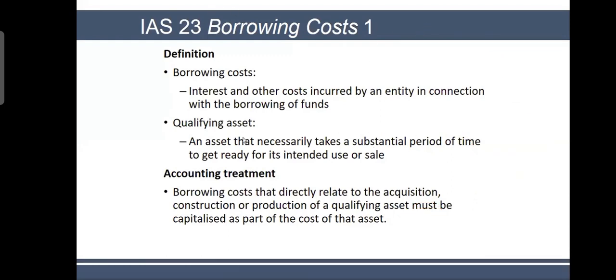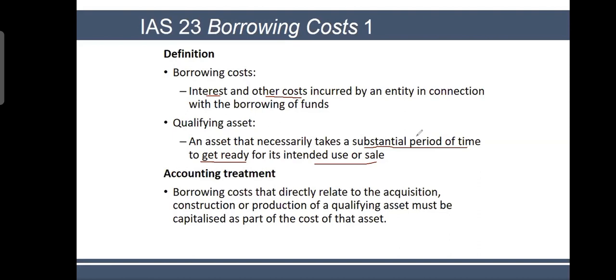I've already given you the understanding. It says borrowing costs: interest and other costs incurred by an entity. So it's not only interest, but there are some other costs, like the cost which you incur during the process of acquisition of a loan. You pay some kind of bank fee or whatever. Incurred by an entity in connection with the borrowing of funds. Qualifying asset: an asset that necessarily takes a substantial period of time to get ready for its intended use or sale. So substantial period. IFRS does not define what is substantial. Usually we consider that it should be more than 6 months.